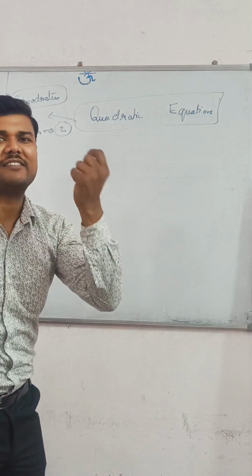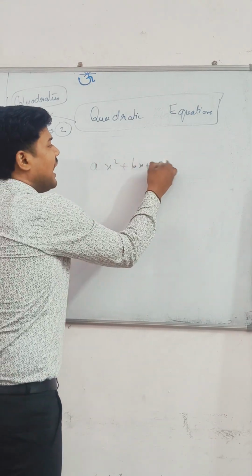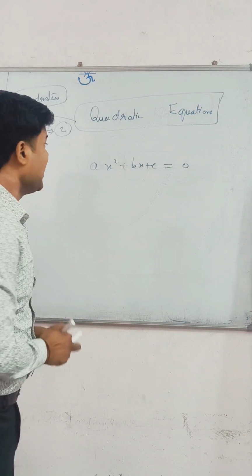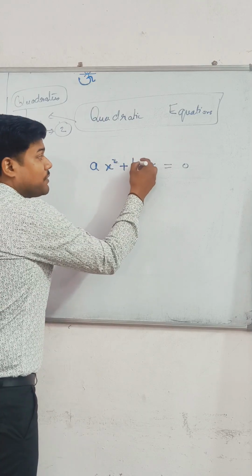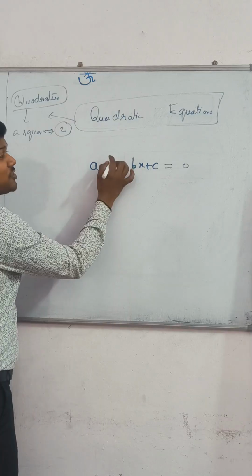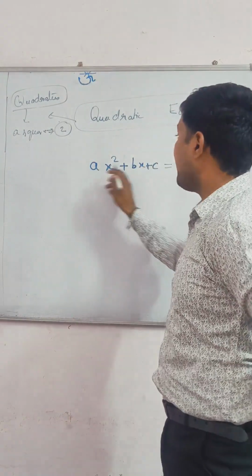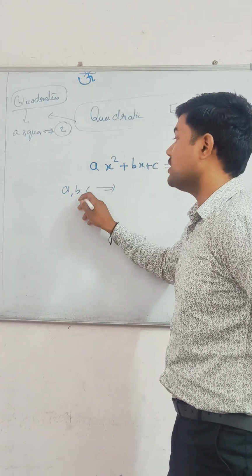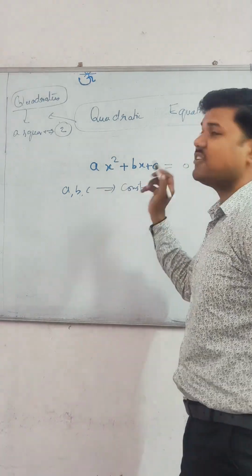First of all, let me write something on the board. ax square plus bx plus c equals 0. I have written on the board, and from the board you can see that ax square plus bx plus c is equal to 0. This is what we call a standard quadratic equation, in which a, b, c are the constants. A, b, c are what? A, b, c, children, they are constants, and x is the variable over here.